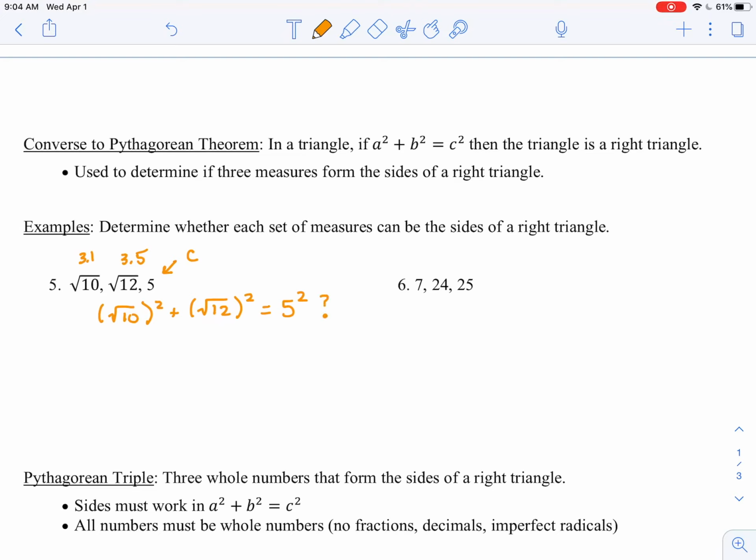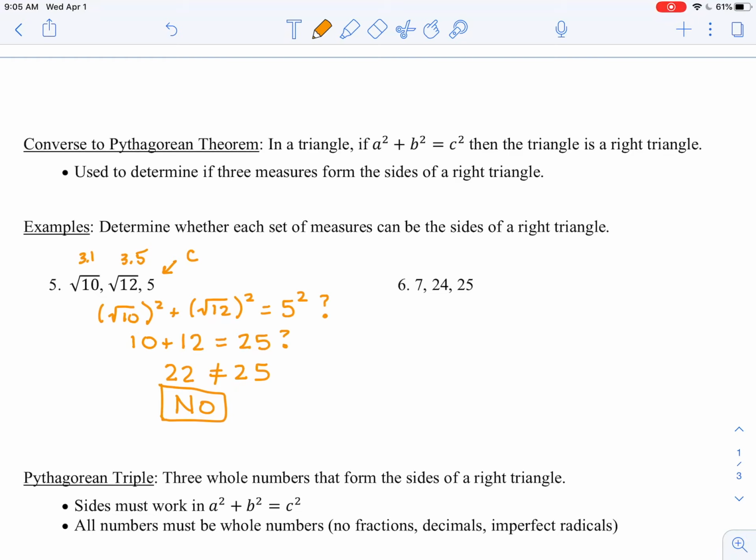So I plug in all 3 values, and I'm checking to see, is the square root of 10 squared plus the square root of 12 squared equal to 5 squared? Well, the square root of 10 squared is 10. The square root of 12 squared is 12. 5 squared is 25. On the left side, if I combine like terms, 10 and 12 is 22. 22 does not equal 25. So my final answer here is no, these 3 lengths cannot form a right triangle.